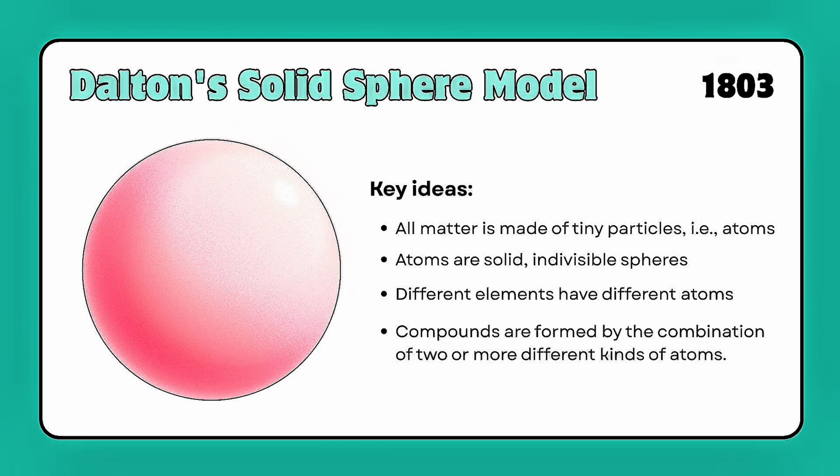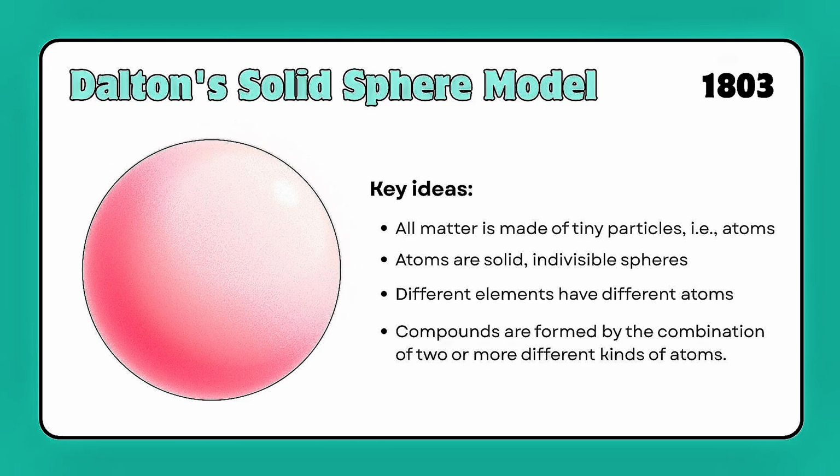Dalton also said that atoms cannot be divided or destroyed. He believed atoms of one element are different from atoms of another element. For example, hydrogen atoms are different from oxygen atoms. And when atoms combine together, they form compounds. Like hydrogen plus oxygen becomes water. Honestly, for that time, Dalton's theory was revolutionary. Scientists were impressed. Everyone was like, wow, this guy cooked.